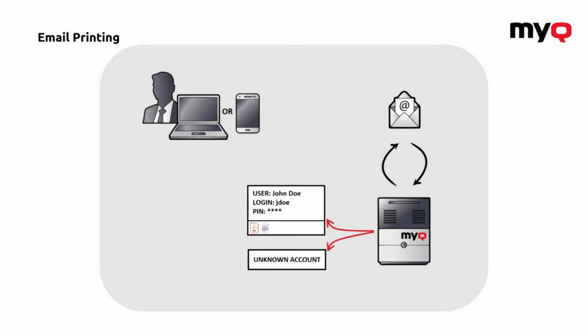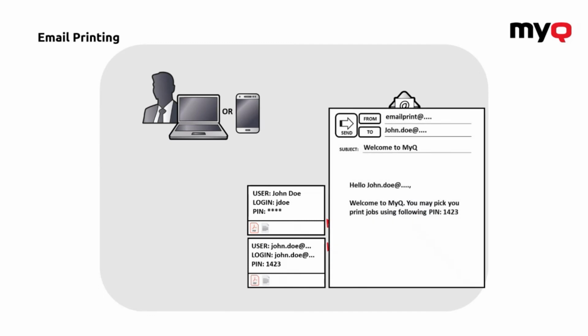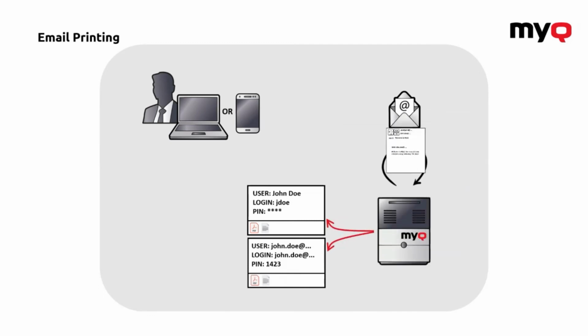On the other hand, if I'm an unknown account, a guest that is visiting the company, it will create my account based on the email address from which I've initially sent the file. Same will be for the login, and it will generate a PIN, which, of course, through special email, gets delivered to my email box from which I've sent it. Both files are then put into the queue.